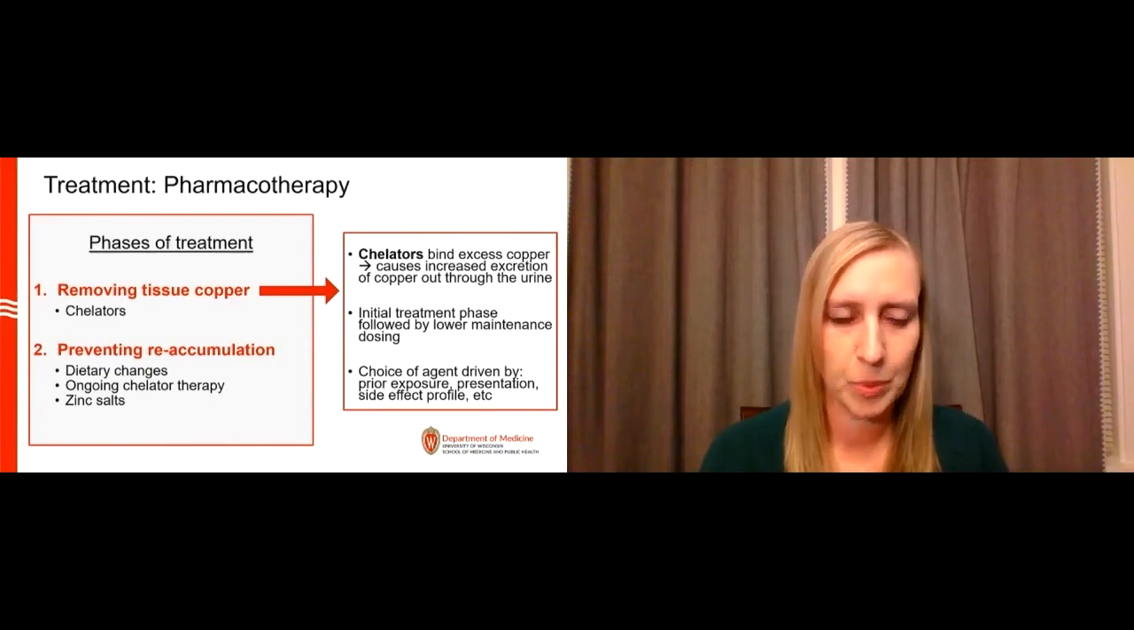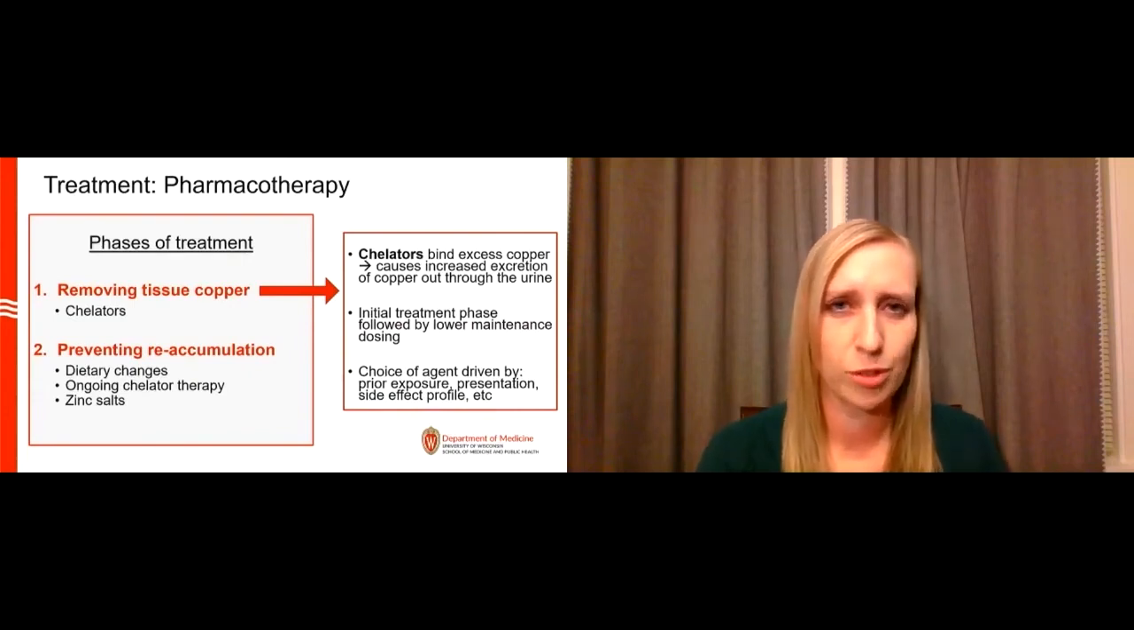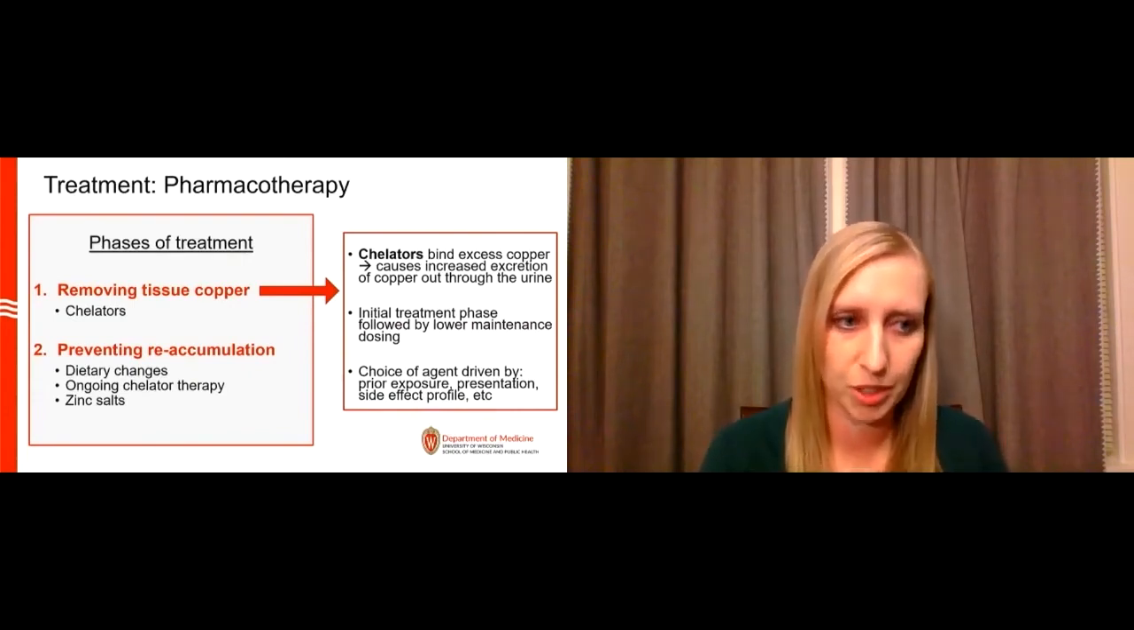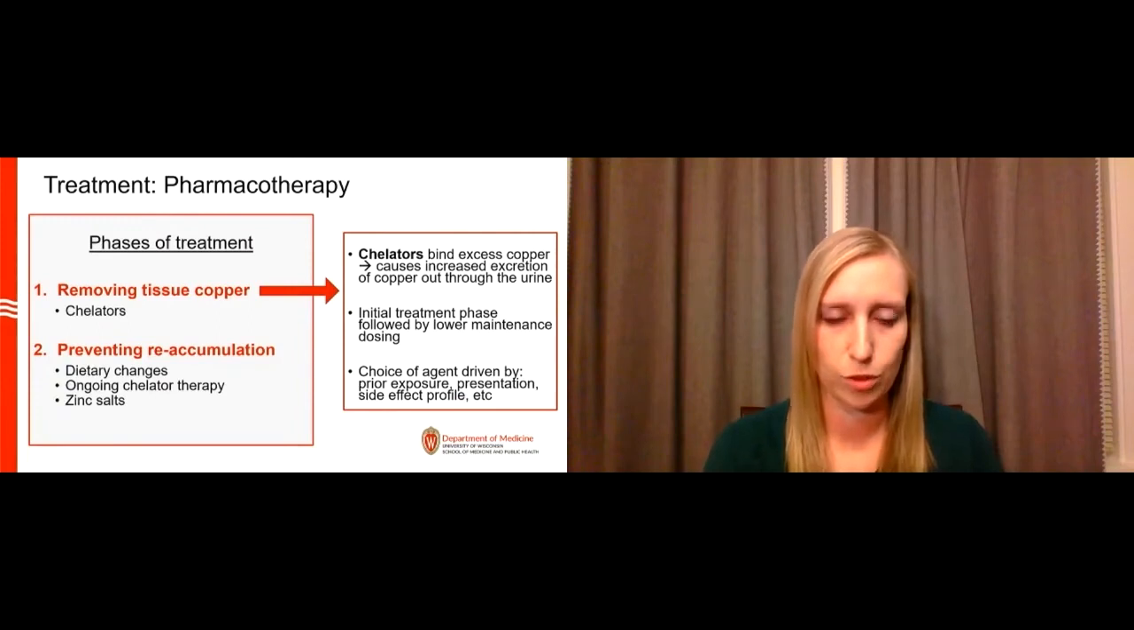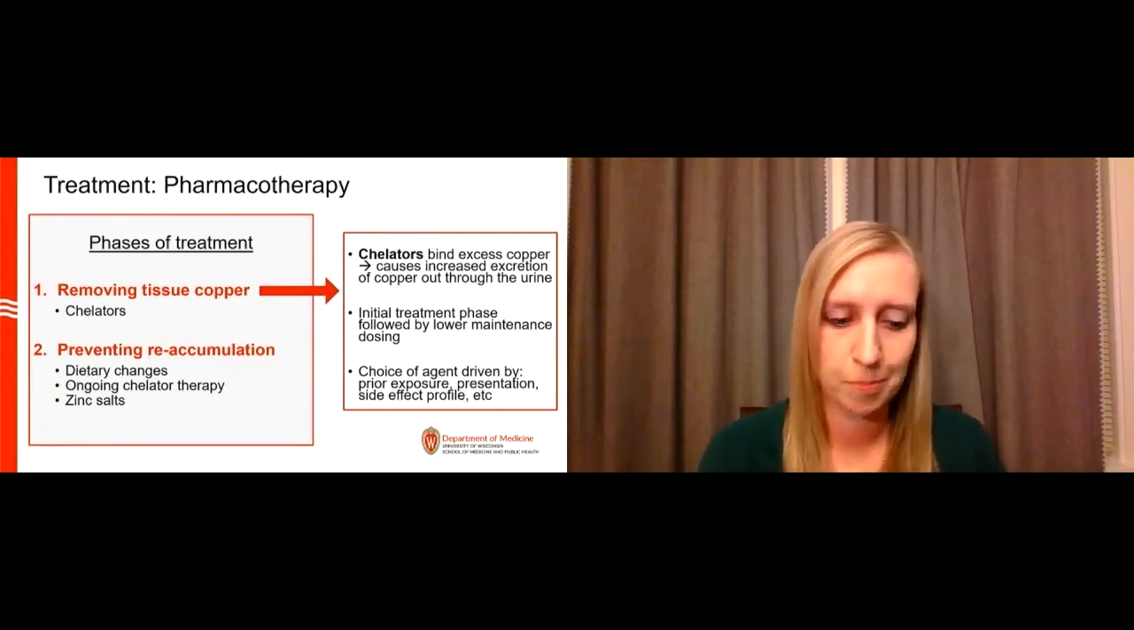Okay. So as an overview, I think of Wilson disease as having two phases of treatment. One is removing the tissue copper, which we generally do with chelator therapy. And two is preventing reaccumulation of the copper buildup. And that's usually achieved through also chelator therapy, zinc, as well as dietary changes.